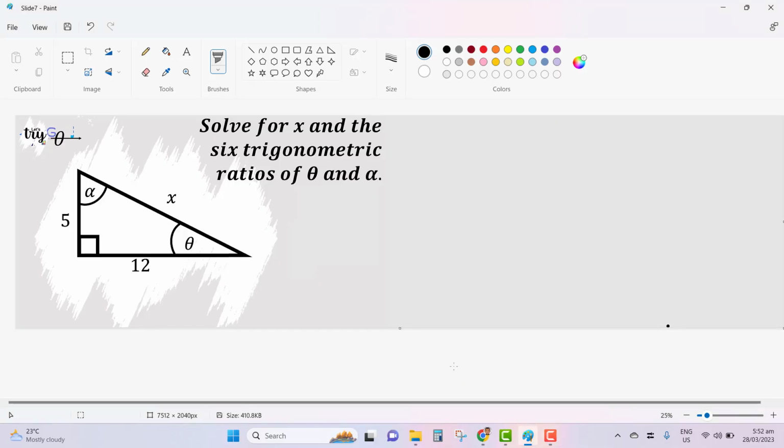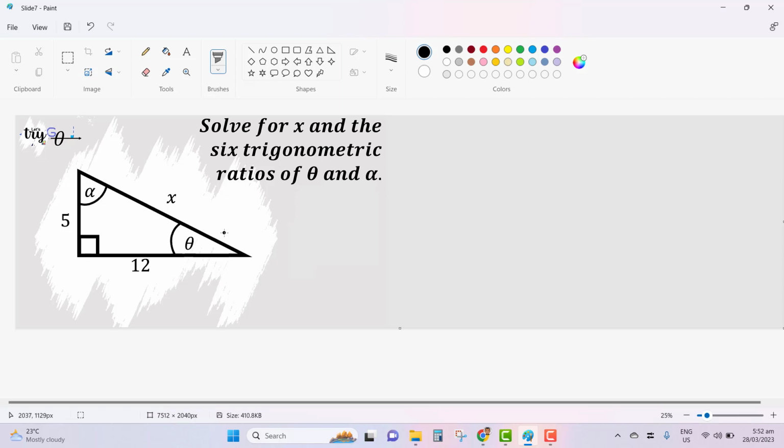In solving for the 6 trigonometric ratios, we just need to understand what angles are being referred to, and we need to make sure that all the measurements of the sides of the given right triangle are given, so that we could come up with an exact value and not an algebraic expression. So here, we are going to solve for x first, before the 6 trigonometric ratios of angle theta first, and then angle alpha.